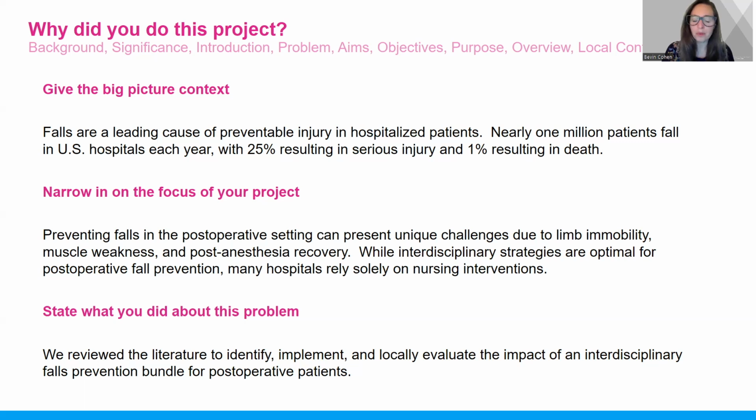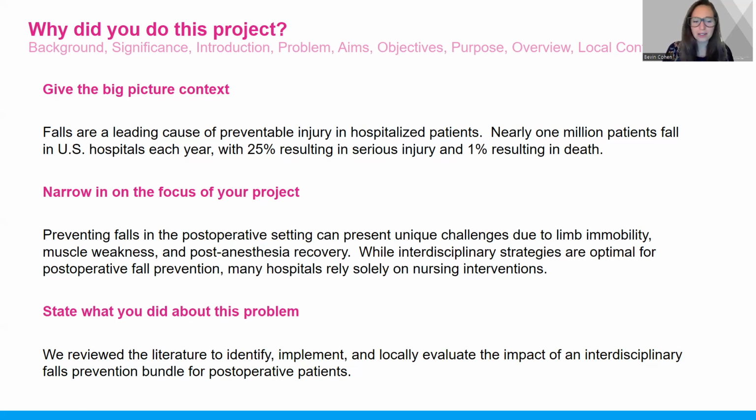So the next sentence says, while interdisciplinary strategies are optimal for post-operative fall prevention, many hospitals rely solely on nursing interventions. So now you're giving your audience the next clue about what your project is going to do. You're saying this is a problem that we only focus on nursing interventions when we know that multidisciplinary strategies are really the best. So you're setting up your audience to understand where this project is headed.